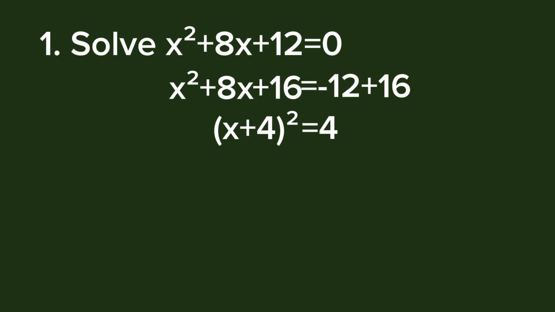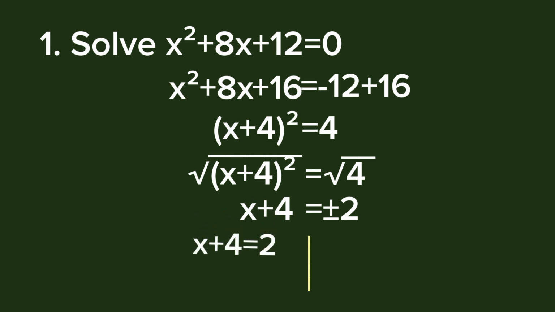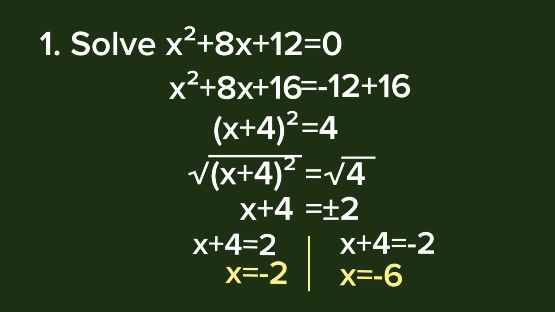Now we want to extract square root. So we have the square root of the square of x + 4 is equal to the square root of 4. And x + 4 is equal to positive negative 2. Since we have two equations, we have x + 4 = 2, and the other one, x + 4 = -2. And our values of x are x = -2 and x = -6.